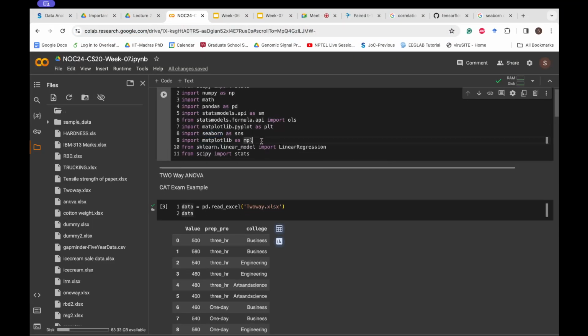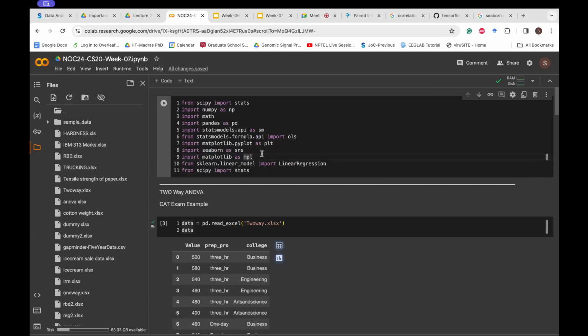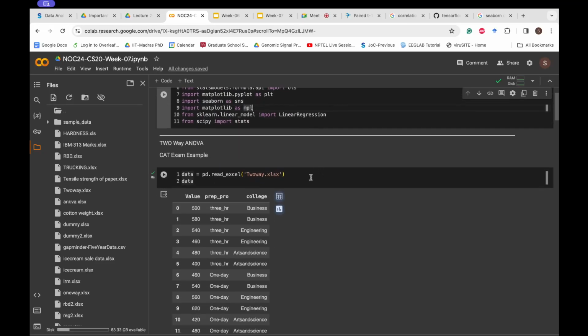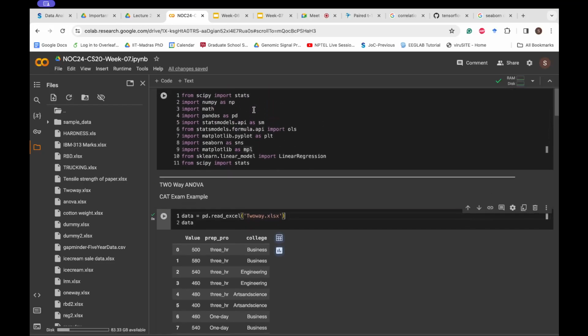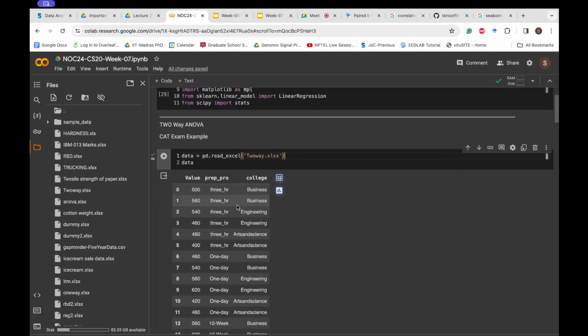Okay, so let us go over here. Seaborn, matplotlib as MP. These are just given for example. We may not be using all of these in the examples we are seeing, but just for your knowledge, this is what all packages we can use. So first of all, this is two-way ANOVA.